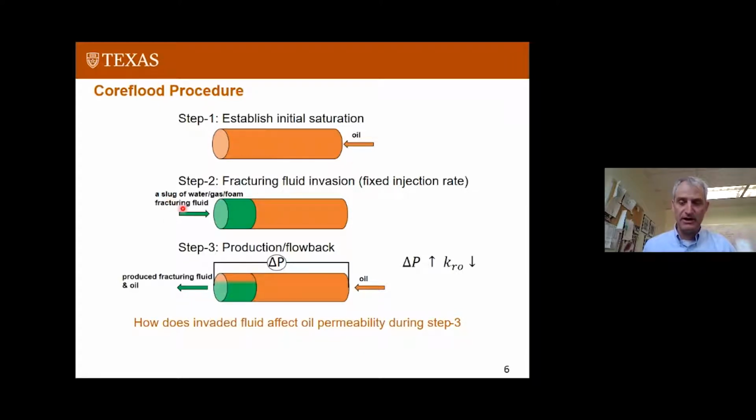Then they put in a small amount of water, gas, foam, whatever fracturing fluid we want to look at, to partially saturate the core. And then we flow oil back through during the production phase and try to measure how the pressure changes versus time and how the saturation changes in time, to understand how the invaded fluid affects the oil permeability during the production. So this is our production step.